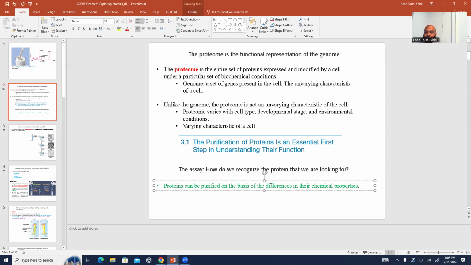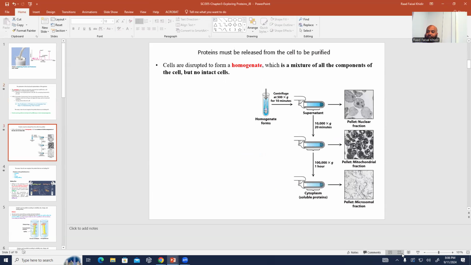Proteins can be purified on the basis of differences in their chemical properties. And that's how we purify and separate proteins. So the proteome is different from the genome, and it is just a record of the set of proteins that the cell expresses. We began the course by saying that we have a cardiac myocyte that's going to look different than a neuron, and it's going to look different from a hepatocyte, even though they all have the same DNA.